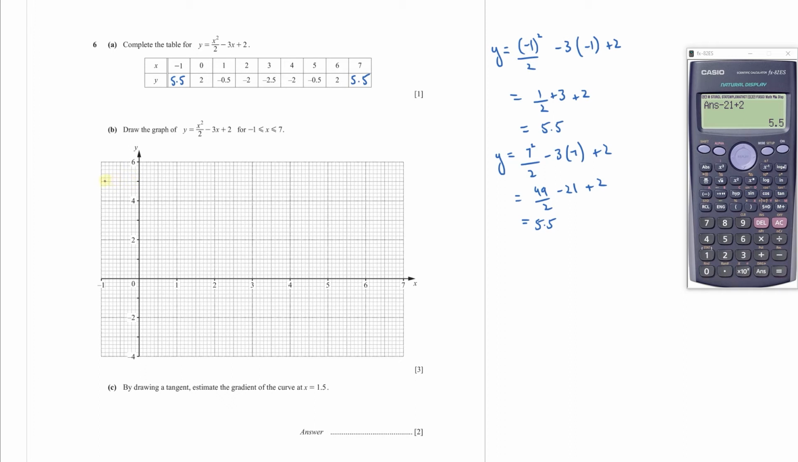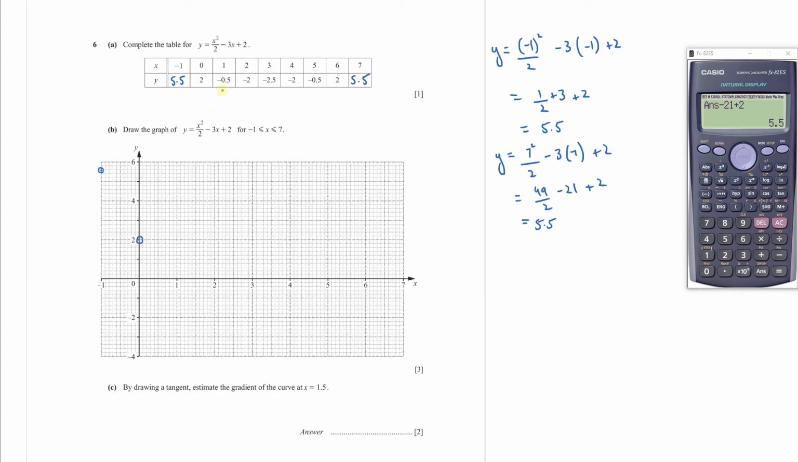And then if you move up, each small block is 0.2. So this will be 5.2, 5.4, and this value here will be 5.5. The next value is 0 and 2. So 0 and 2.